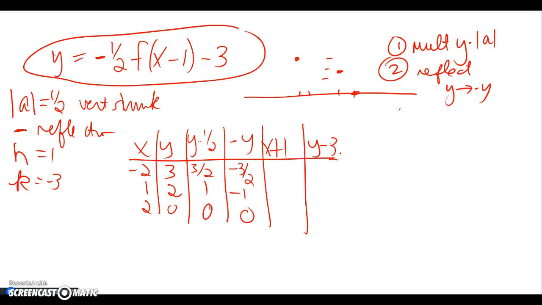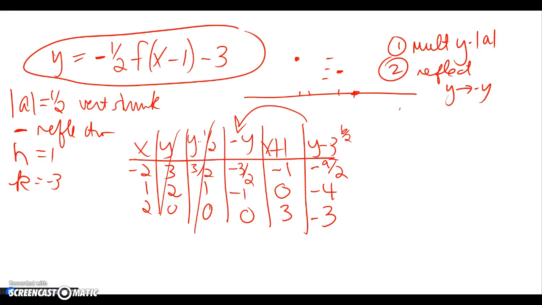So let's see what we got. All right, x plus 1. I'm using this first column. Plus 1: negative 1, 0, 3. Now I'm done with this, I'm using this column. I'm going to subtract 3, which is 6/2. So I have negative 9/2. Negative 1 minus 3 is negative 4. 0 minus 3 is negative 3.